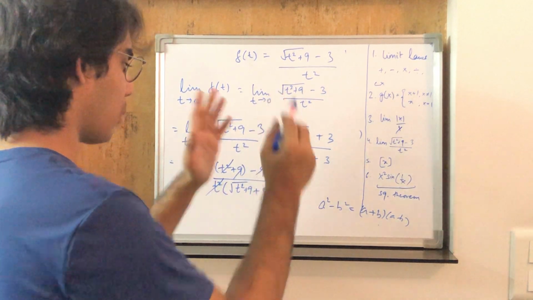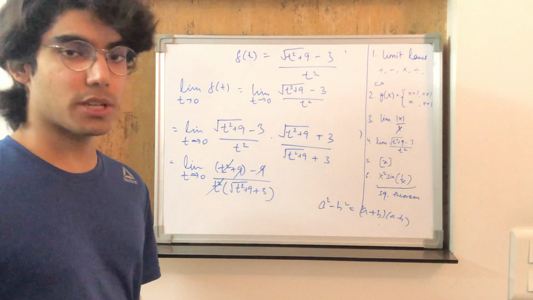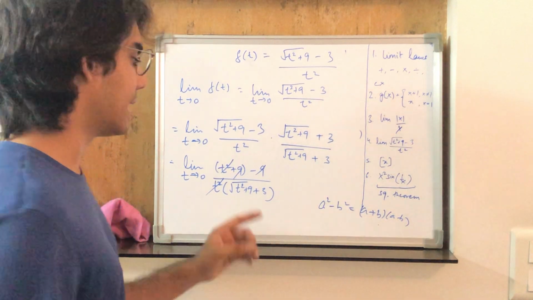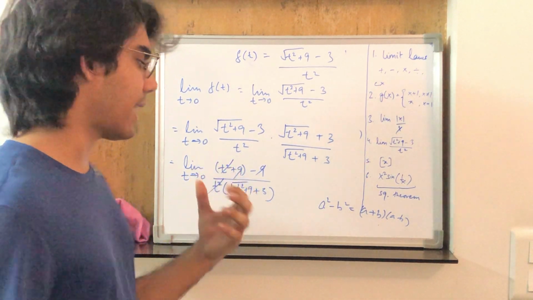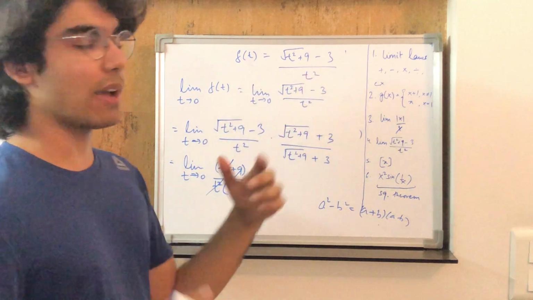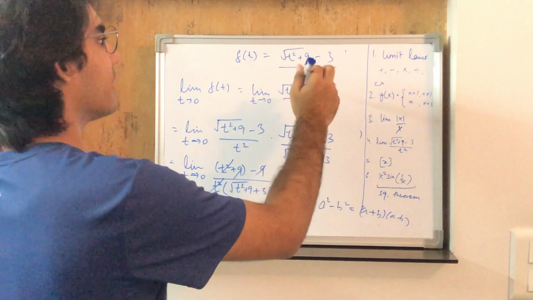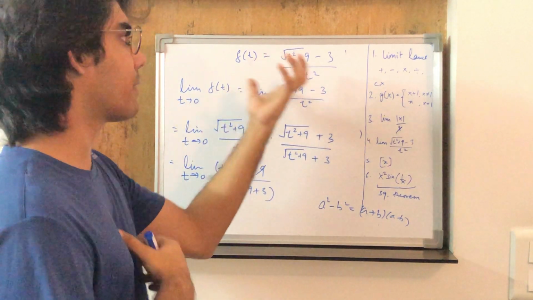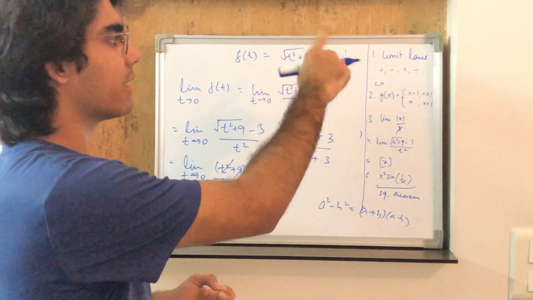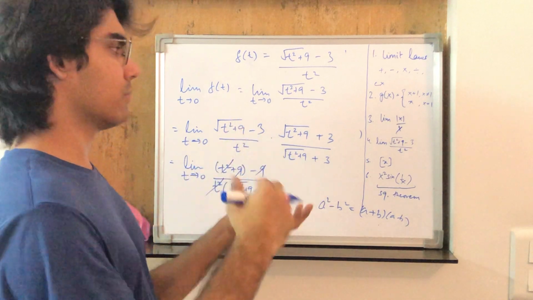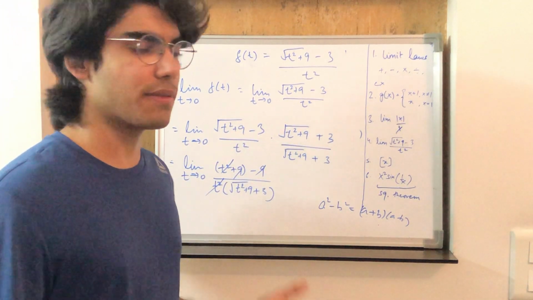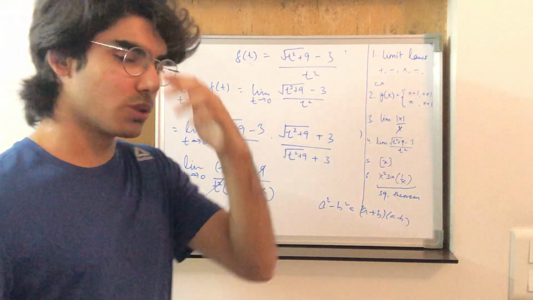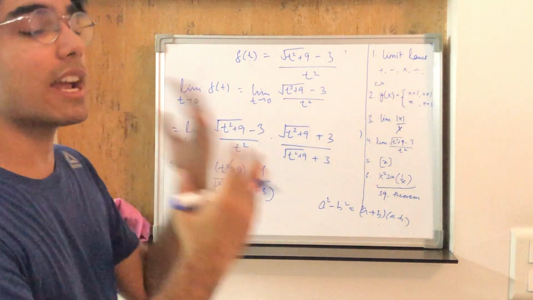So I will be left with 1 over root t squared plus 9 plus 3. And I see that if I plug in t's value of 0, because initially I was not allowed to do that, right? Because when I plugged in t is equal to 0 in the function, I was going to get root 9 minus 3 over 0, which is 0 over 0, which is not defined. That's why I had to use the limit here, right? That's why I used rationalization.